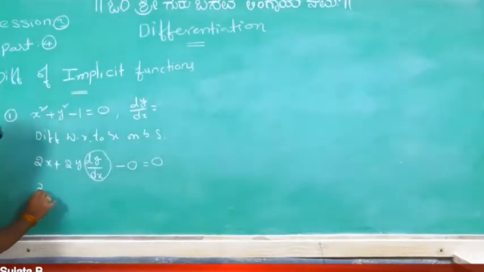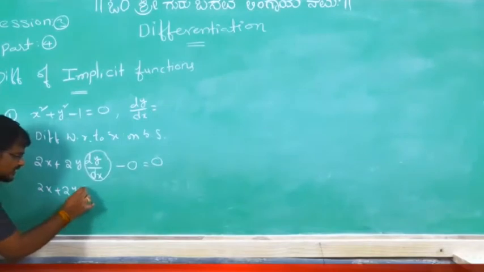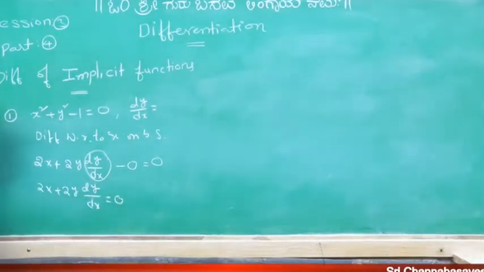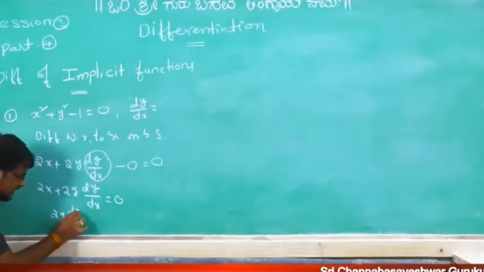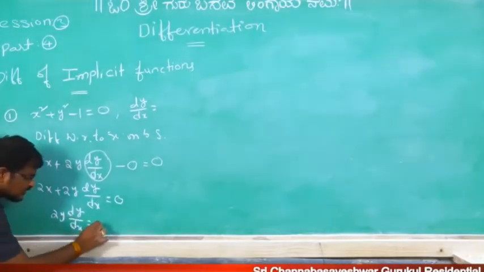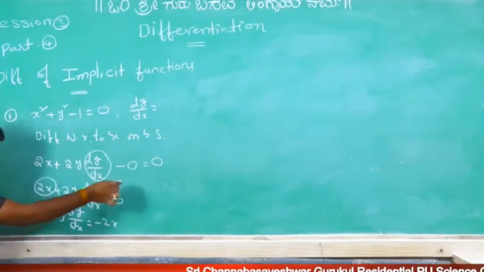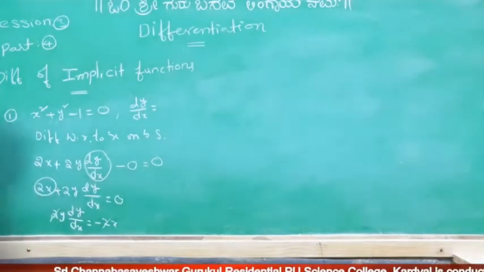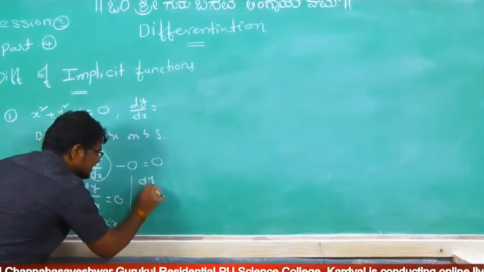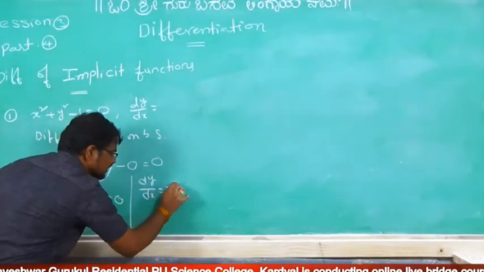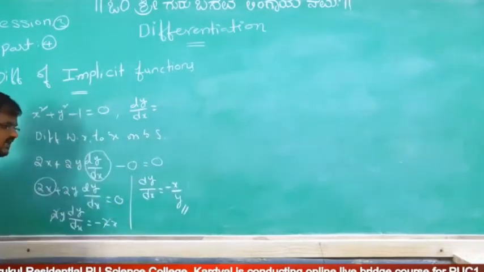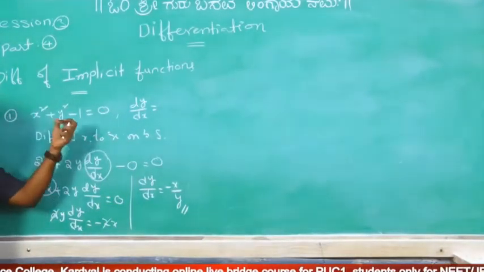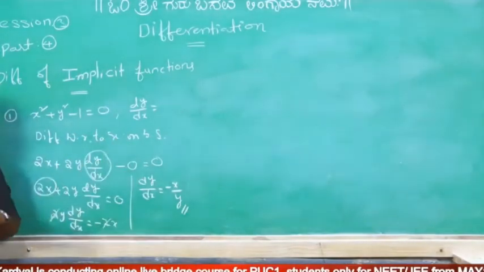And now 2x plus 2y dy by dx equal to 0. Now 2y dy by dx equal to minus 2x. This 2x I am taking that side. Now these two get cancelled. What is remaining? dy by dx equal to minus x by y. This is the differentiation of this function, our equation x square plus y square minus 1 equal to 0.